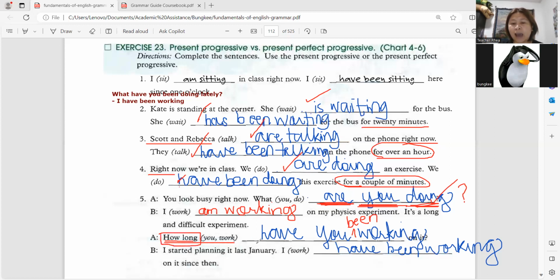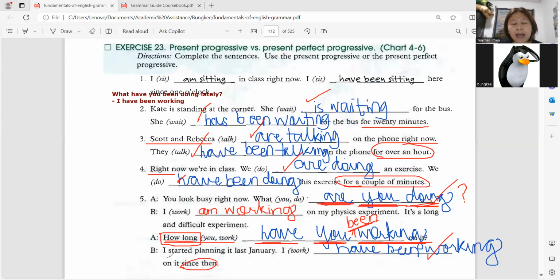Next is the have. After the question word, use have or has, then the subject, then the word been, and the ing form of the verb. So the been is after the subject. Next is, I started planning it last January. So I have been working on it since then.